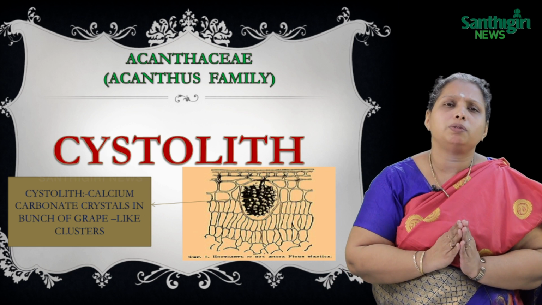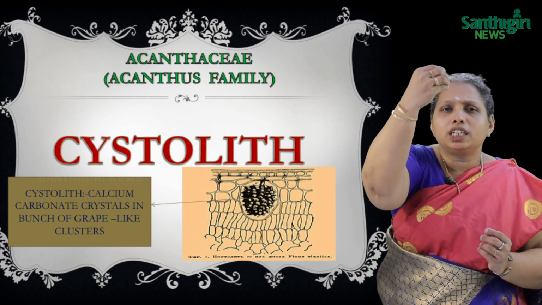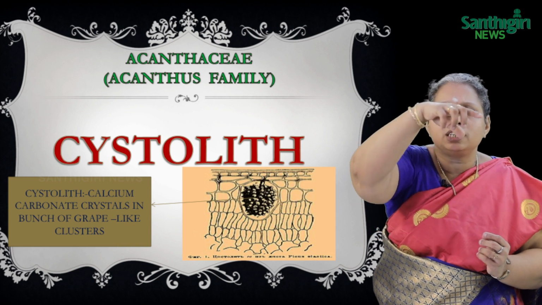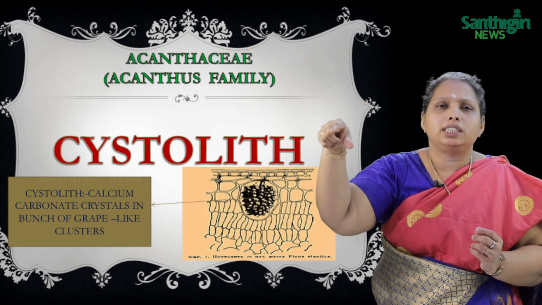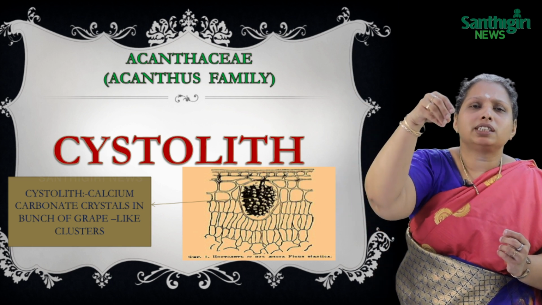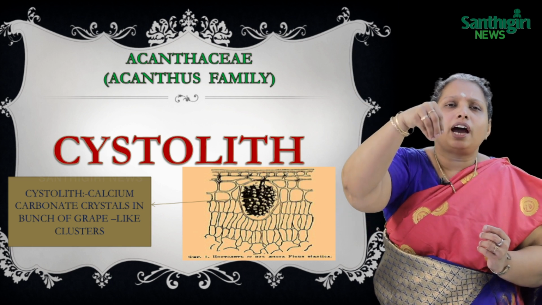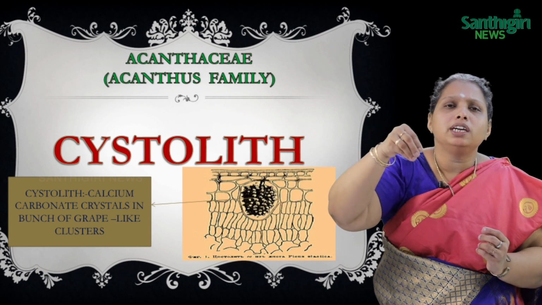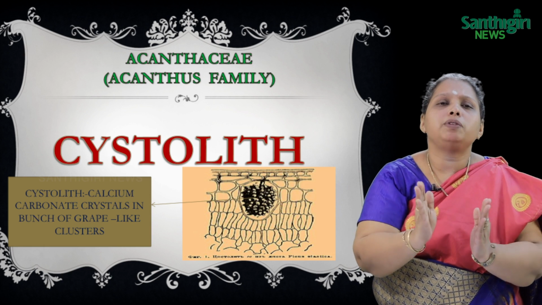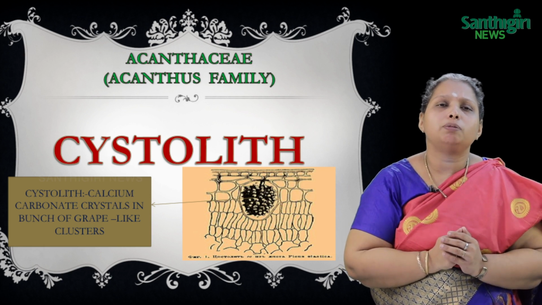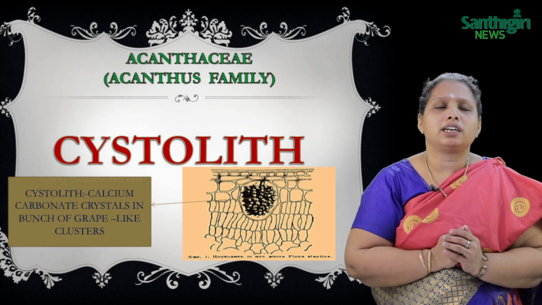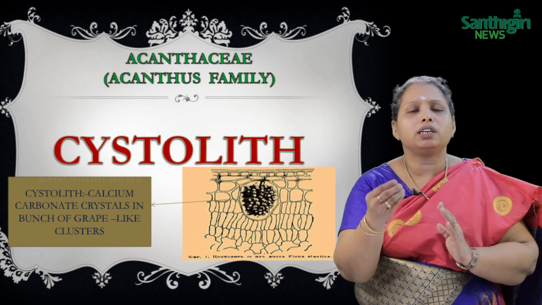Then what is its formation? During its formation, a stalk is produced from the epidermal cells into the cell cavity. Into this stalk, calcium carbonate crystals are deposited in a bunch of grape-like arrangement. That is all about cystolith. It is a very, very important feature regarding Acanthaceae, that is cystolith present in stems, also in leaves.